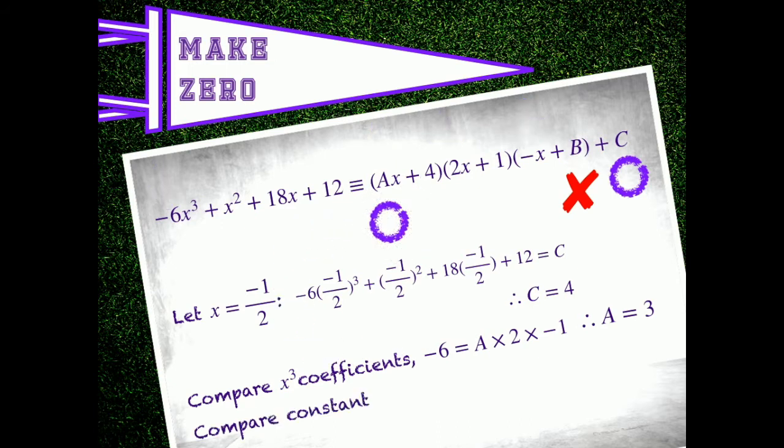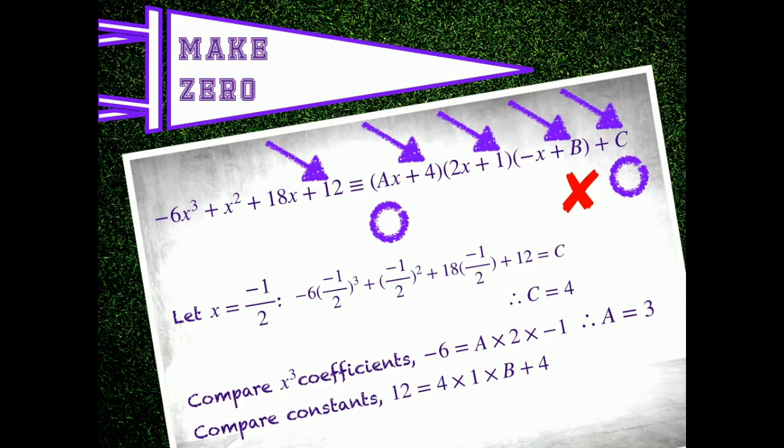Repeat again for the tail terms. The constant 12 equals 4 times 1 times b plus c. With our newly solved c value of 4, solving for the value of b becomes relatively straightforward.